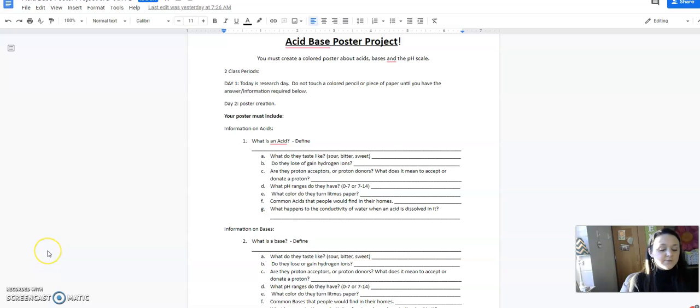Okay, guys, here are some examples of how we could work on our acid and base poster project virtually. So you should have this completely filled out with all of the answers. Your poster is going to have this information on it. You're not going to copy and paste the question and the answer. So let me show you a way that we could do this.